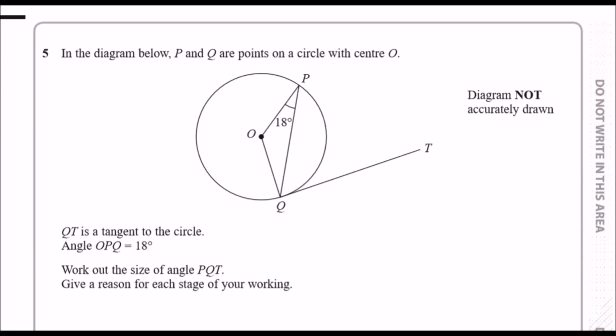Okay, number 5. Ooh, circle theorem. In the diagram below, P and Q are points on a circle with center O.